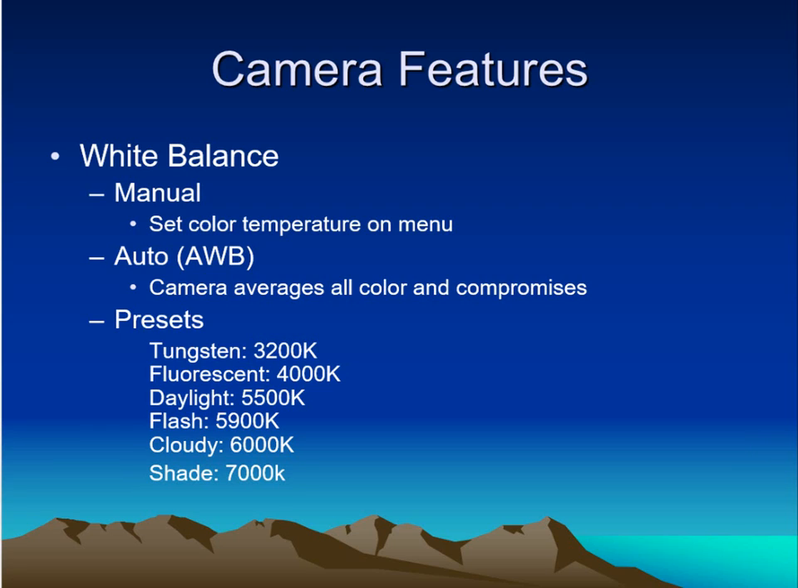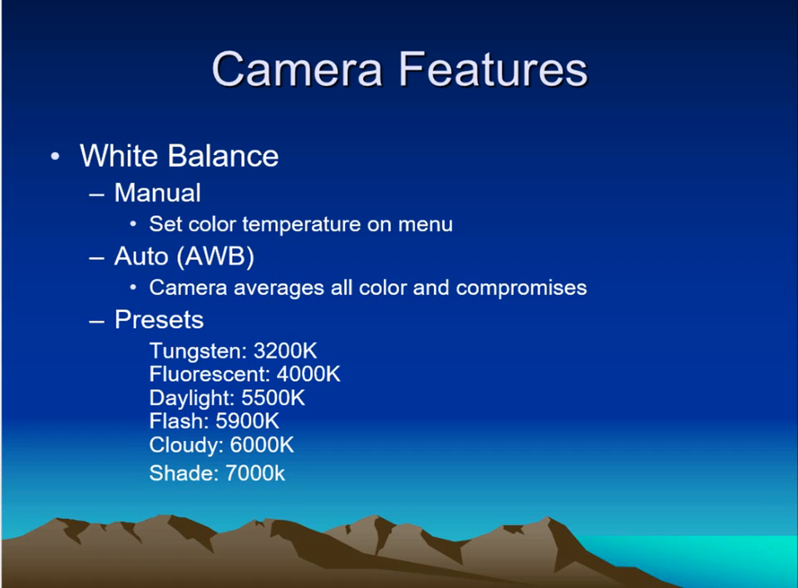It's really pretty easy to do. Then you have your presets. Tungsten, which is your indoor lamps, 3200K. Fluorescent, we know what fluorescent light bulbs look like. If they are the green fluorescence, then they're about 4000 Kelvin. Daylight is traditionally 5500K, although some people say 5200K. Anywhere in there is what the color daylight is. Flash is around 5900K. Cloudy, 6000 to 6200. And then shade, which is very, very blue in color, is 7,000 or a little higher.